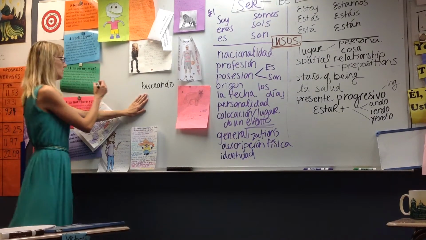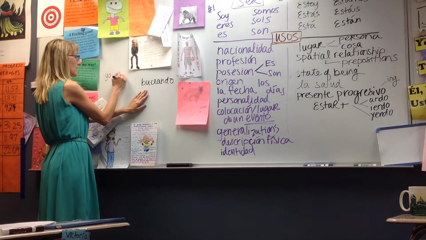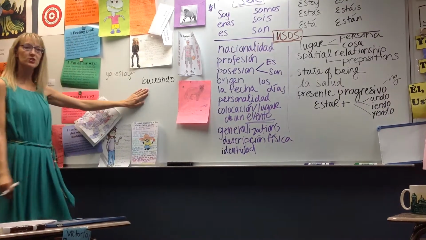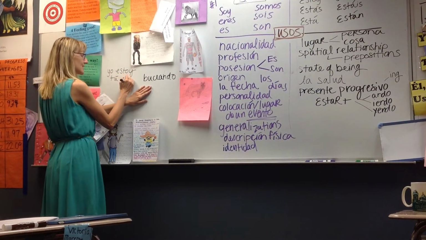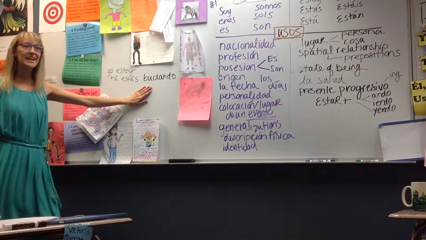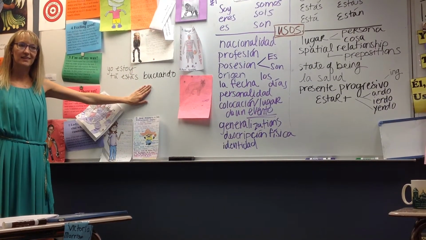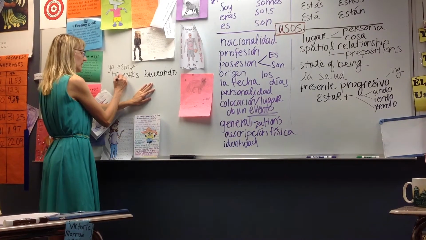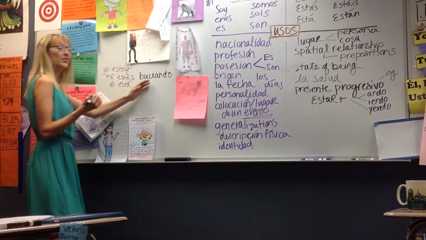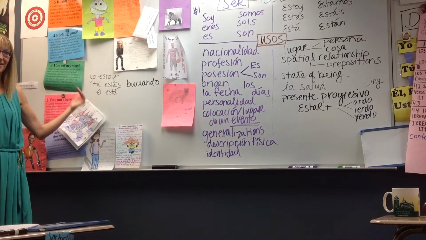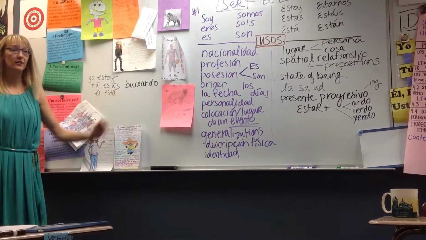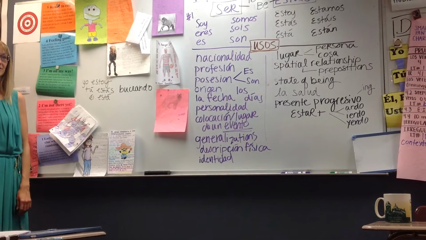So, how would I say I am scuba diving? Yo estoy buceando. How would I say you're scuba diving? Tú estás buceando. He is scuba diving. Él está buceando. So the cool thing about the present progressive is all you have to do is change the form of the verb estar.